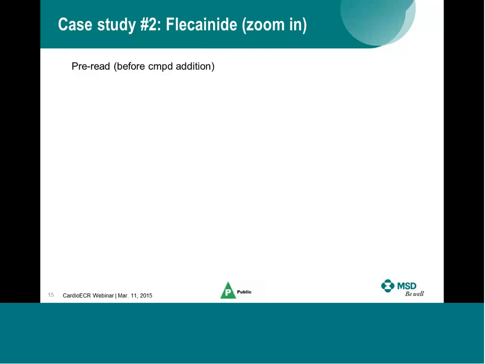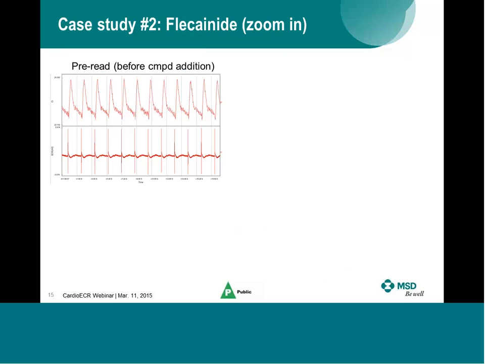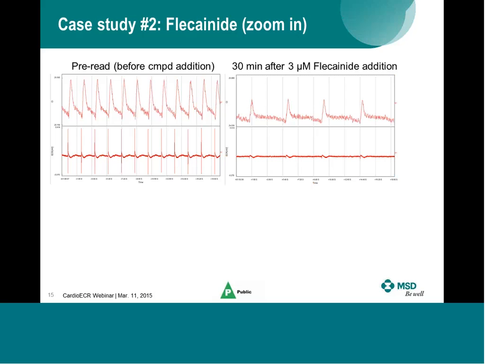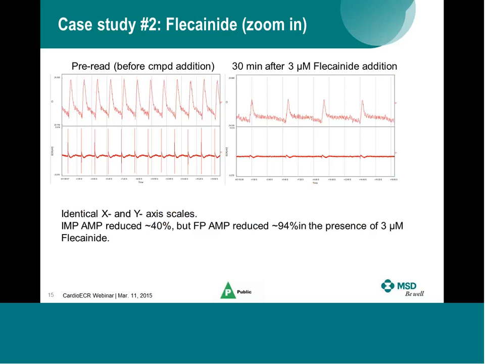I zoom this spectrum further. This is the control and this is after 3 micromole flattening addition. Both spectra have the same time scale and absolute value scale. So here you can see very clearly that impedance amplitude was reduced only about 40% by 3 micromole flattening, but the field potential amplitude reduced more than 90% in the presence of 3 micromole flattening.